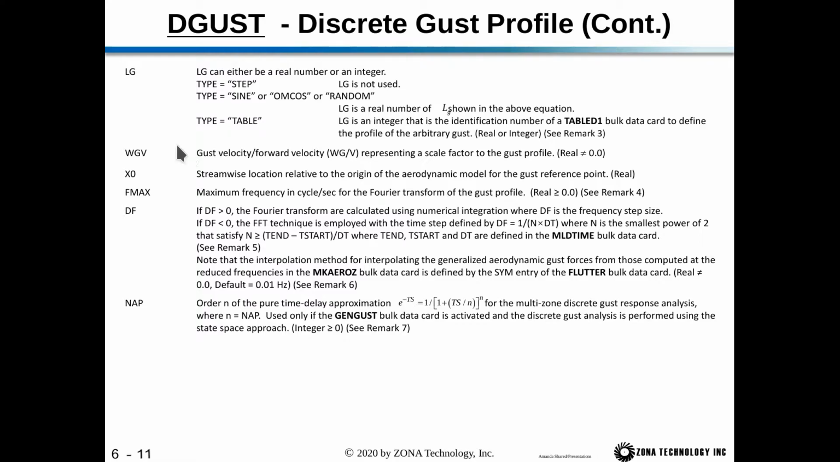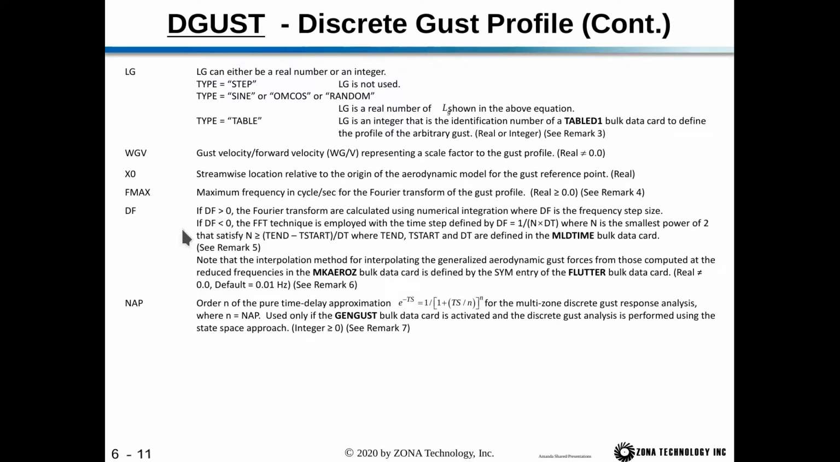WGV is the gust velocity divided by forward velocity, which represents a scale factor to the Gust profile. X0 is the streamwise location relative to the origin of the aerodynamic model of the Gust reference point. Fmax is the maximum frequency in cycles per second, or hertz, for the Fourier transform of the Gust profile. And df is a further parameter for the integration.